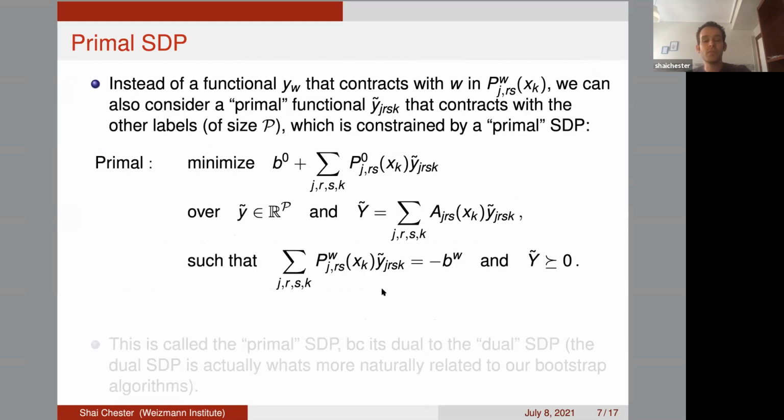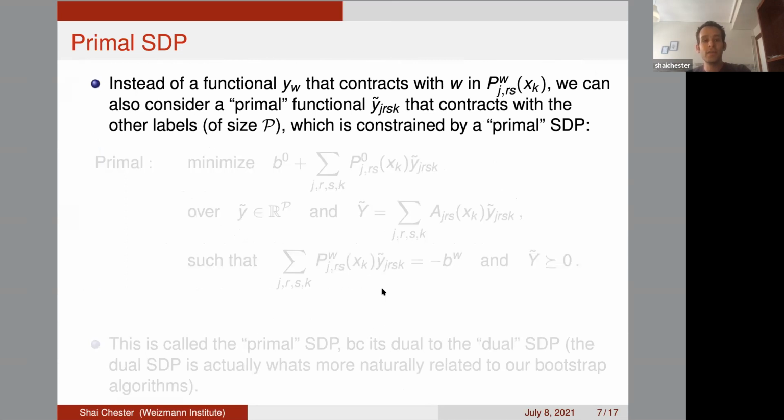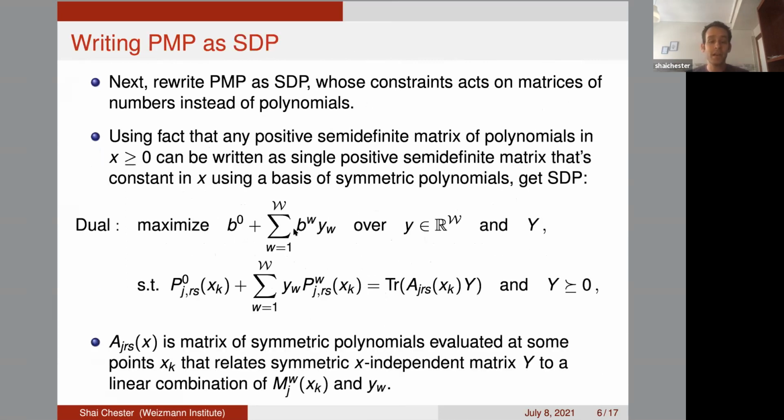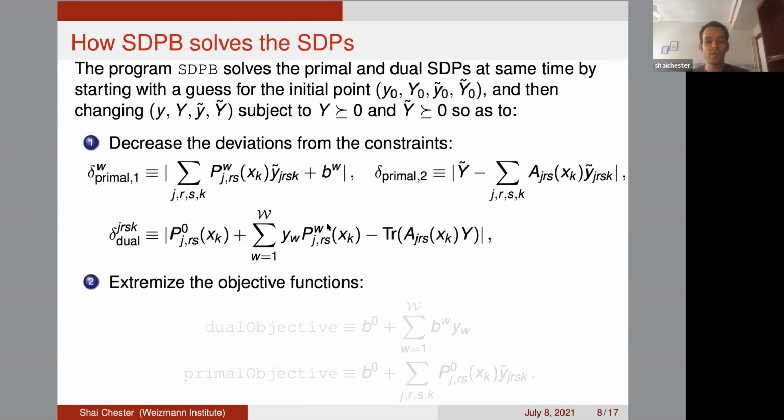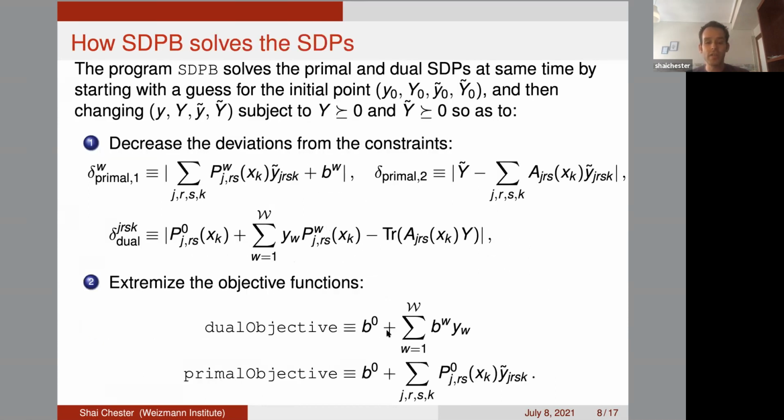Because remember, the first line of each program, either we're minimizing one quantity in the primal version, or we're maximizing a related quantity in the dual version. And so that's the other thing we're trying to do. So we're trying to extremize these objective functions, which we just give these names dual objective and primal objective. And so SDPB is doing both of these things at the same time, step by step.